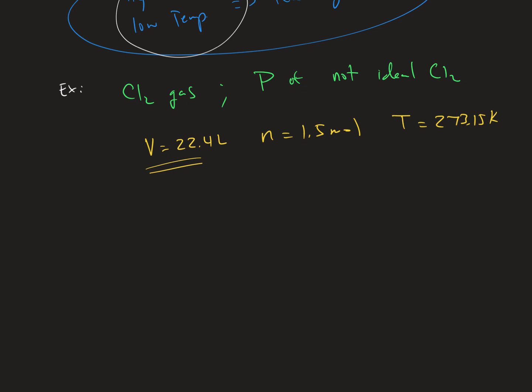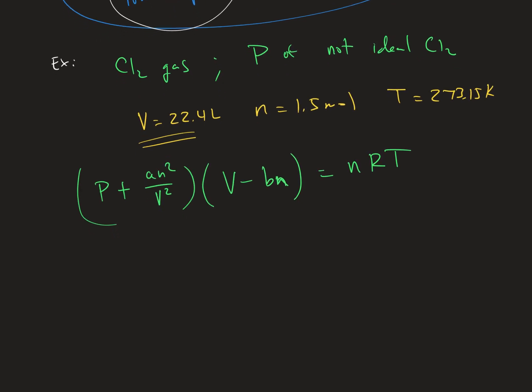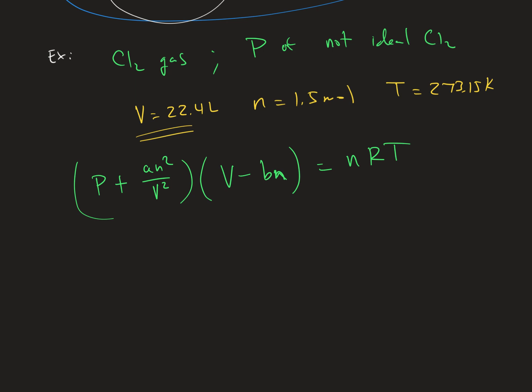So the formula is (P plus an squared over volume squared) times (V minus bn) equals nRT. Okay. Should we solve symbolically first? This one is going to be a little bit nicer, so this one will be easier to do that. Okay, we're solving for P. That's our question. What's the pressure? We don't know A or B.